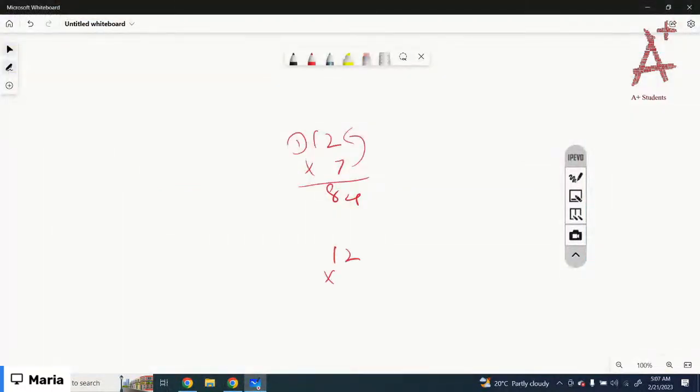Next one is 12 times 9. So 9 times 2 is 18. Here you have 8 and carry 1. Then 9 times 1 is 9, and you have to add 1. So 9 plus 1 is 10. So 12 times 9 is 108.